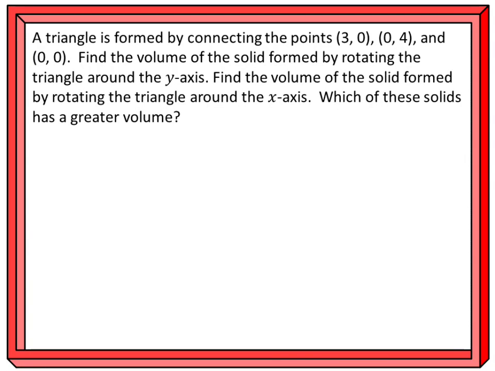A triangle is formed by connecting the points, and it gives us some coordinates, (3, 0), (0, 4), and the origin. And we want to find the volume of the solid that's formed by rotating that triangle around the y-axis, and then we're going to do it again around the x-axis and decide which of those solids has the greater volume.